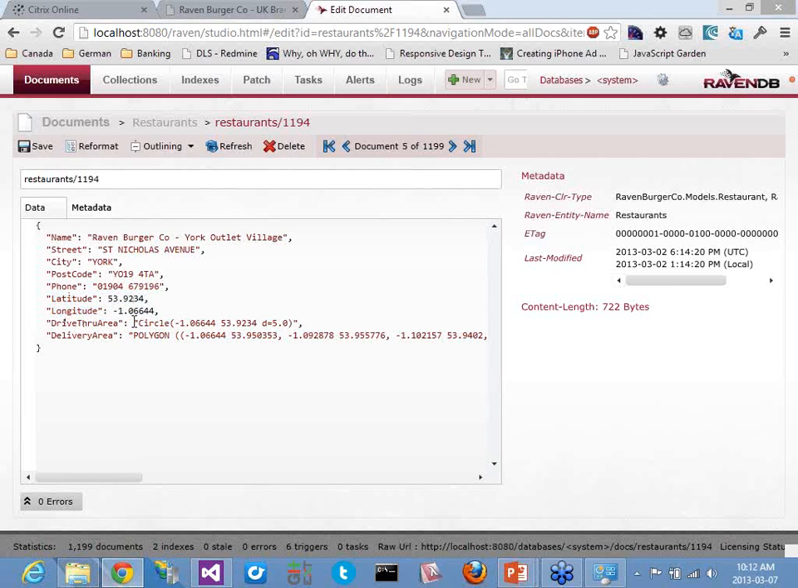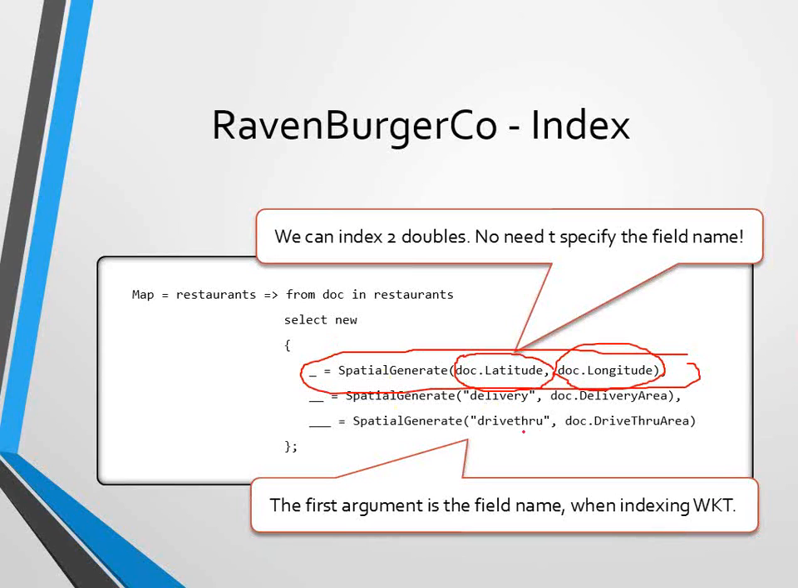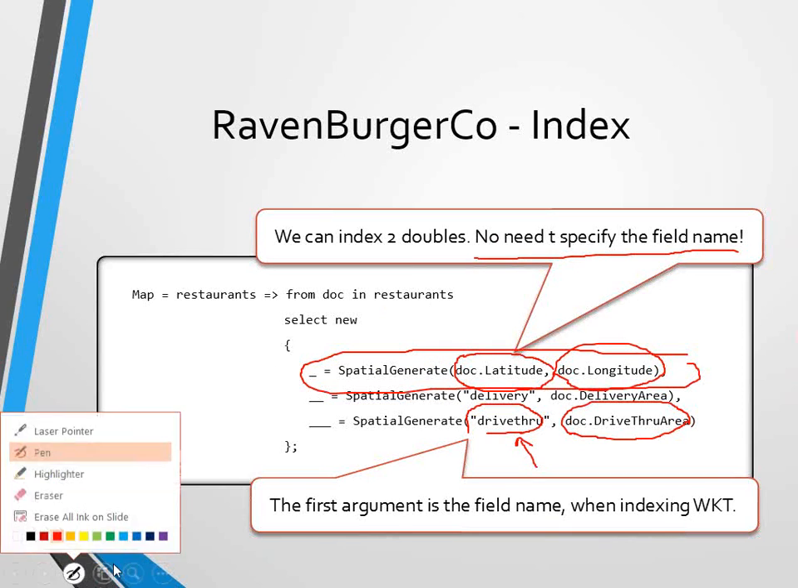And then for the next 2 properties, which are in WKT format, I'm specifying a field name and then the property on my document. We need a field name in order to be able to query that spatial field later on. You'll notice that on the first one there was no need to specify the field name. It uses a default field name, which I'll also point out later.